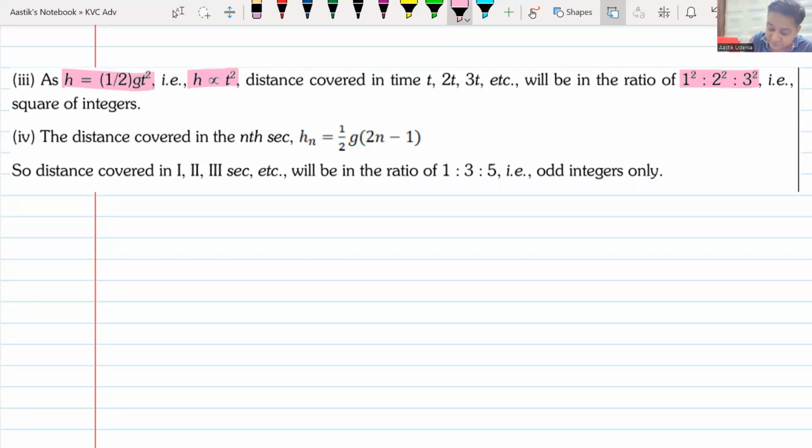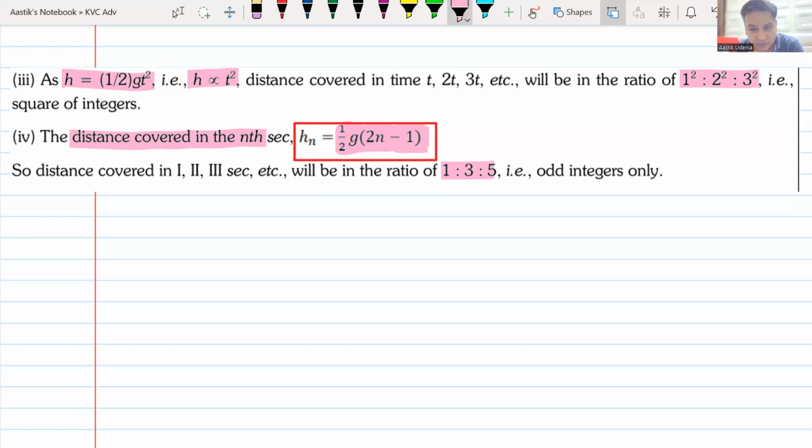Similarly, if we talk about the displacement in the nth second, we put the formula for nth second, and remember the value of u is 0. The formula for displacement in the nth second looks like this. G is negative, displacement is in the downward direction, don't worry about that. 2n minus 1. In the first second, 2 into 1 minus 1. Second, 2 into 2 minus 1. Third second, 2 into 3 minus 1. Fourth second, 2 into 4 minus 1. It will be in the odd ratio, 1 is to 3 is to 5 and so on.